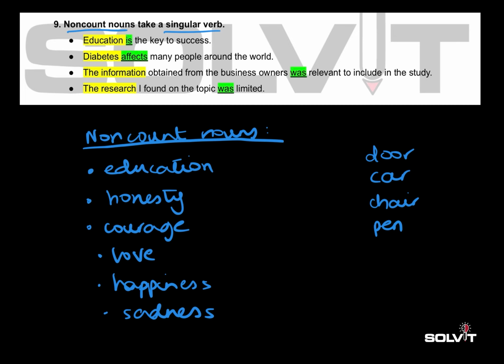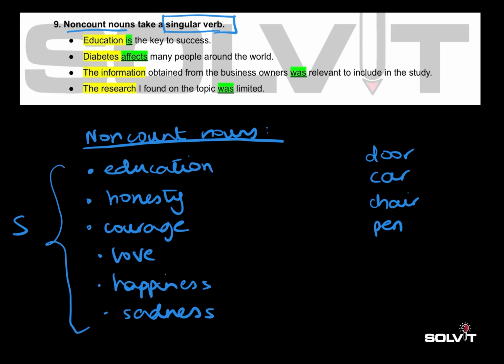So you can never measure these, right? Whenever you want to decide whether something is a non-count noun or not, just think about whether it can be measured or not. Can education be measured? No, it cannot. Can honesty be measured? No, it cannot. It cannot have a specific amount. And it's the same for courage, love, happiness, sadness, and for a lot of different feelings, like worry, fear, anxiety. All of these will be considered non-count nouns. Now, what is the rule? Non-count nouns take a singular verb. All of these will always be treated as singular, not plural.